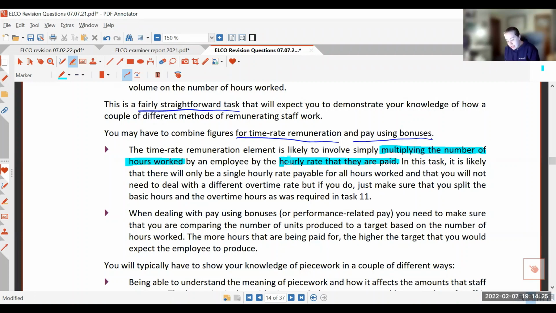When you're looking at bonuses, there's going to be a little bit of multiplication again, potentially, to see how many units over the expected level they've produced, and then multiplying that up by the bonus rate per unit. It might also be that you're comparing the number of units the employee has produced against that target based on the number of hours worked. So again, that's bringing in the piecework versus time rate element. A lot of that will be you checking, and we'll do a lot of questions like that.